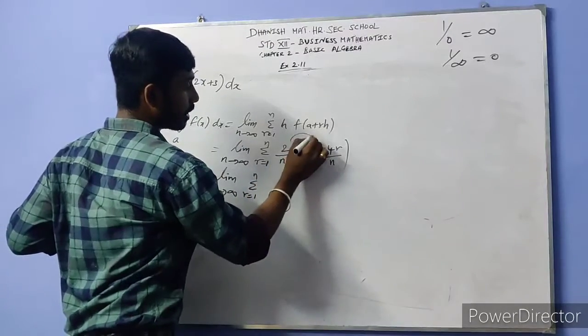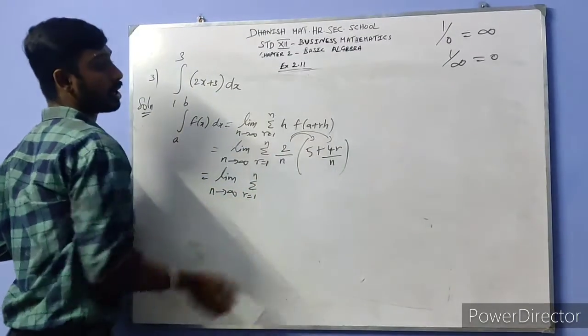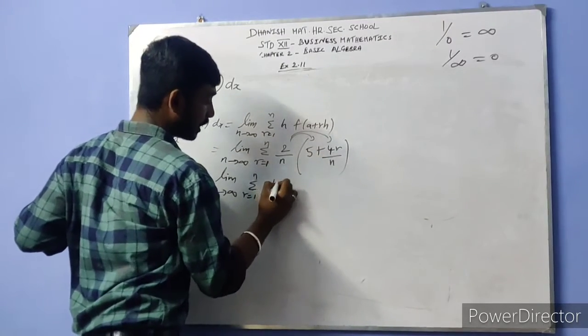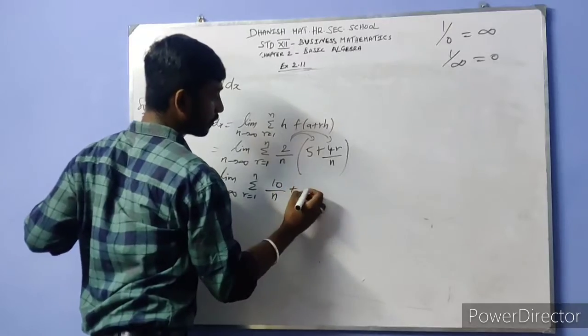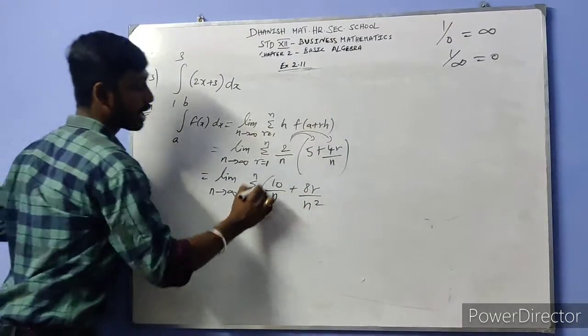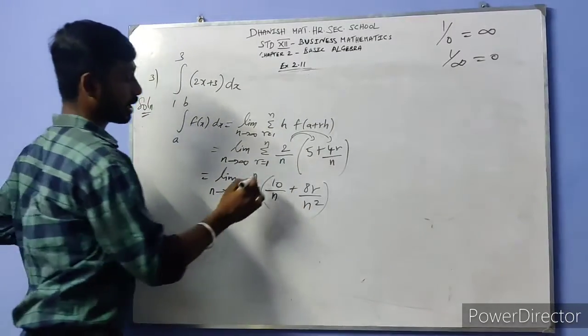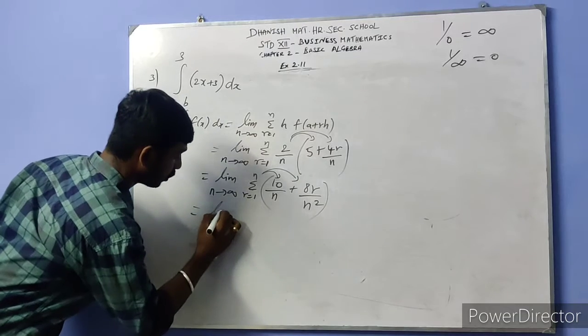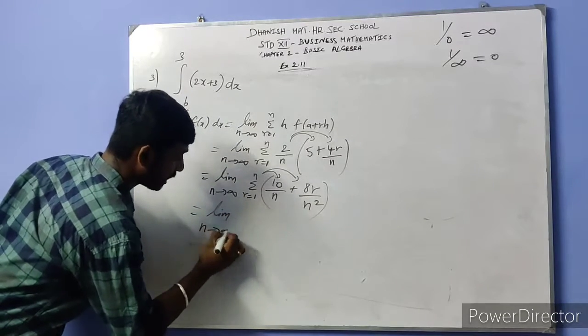That is, if you are multiplying this value into these functions, now you are going to find this one. That will be 10 divided by n plus 8r divided by n square. Now we are going to multiply this summation into these two terms, as n tends to infinity.